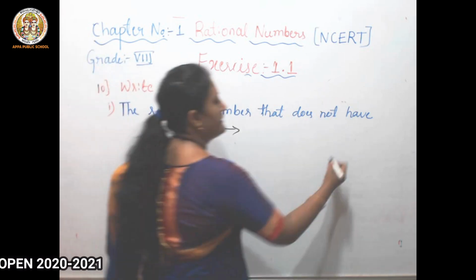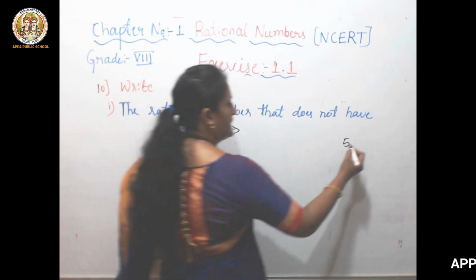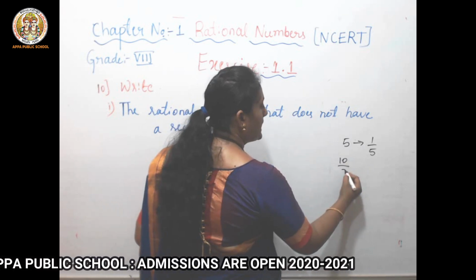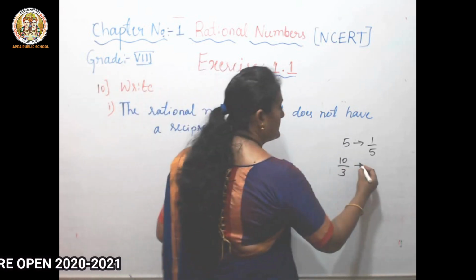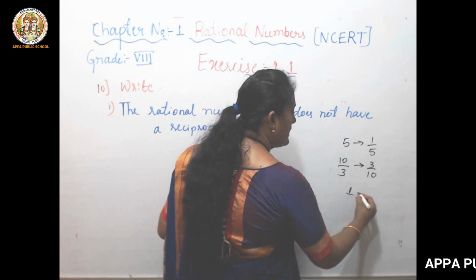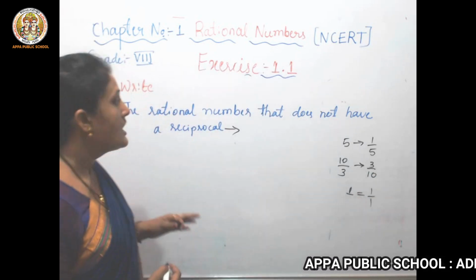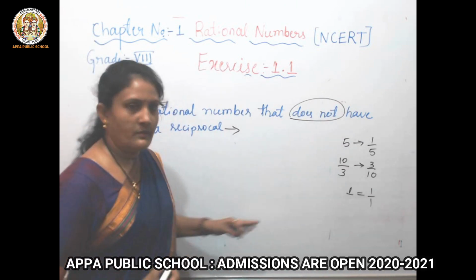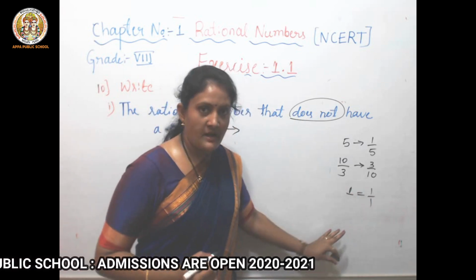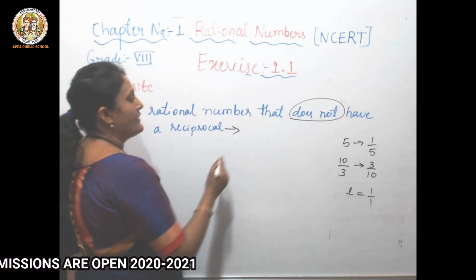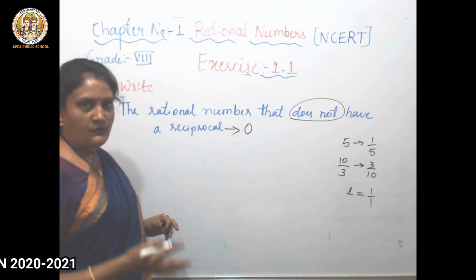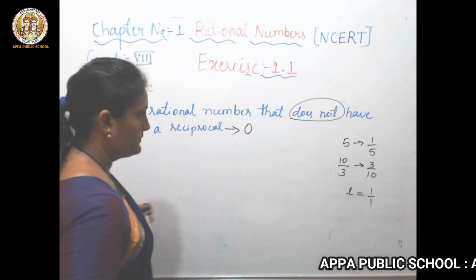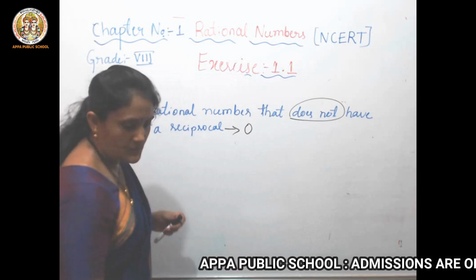See, you can check 5. What is the reciprocal of 5? That is 1 by 5. 10 by 3: what is the reciprocal of 10 by 3? That is 3 by 10. If you write 1, the reciprocal is 1 only. We can't write that, since they are asking for one which does not have one. One we can write as 1 by 1. But it should not have any reciprocal. That is 0. Have you ever read that 0 has a reciprocal? No. So the answer is 0. Now the second question.